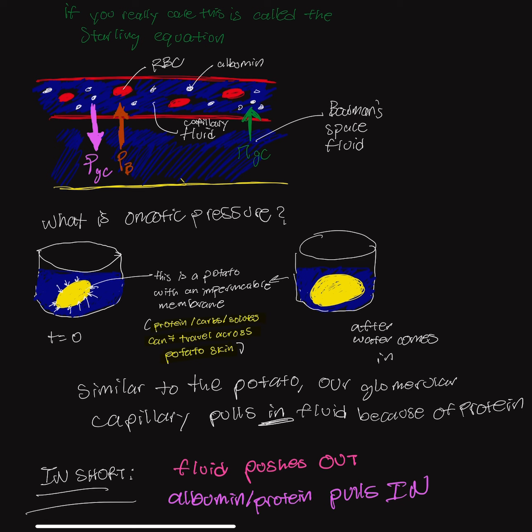That's probably collagen. But there's no albumin proteins in Bowman's space. So there's only oncotic pressure going one way, which is pretty important to note.